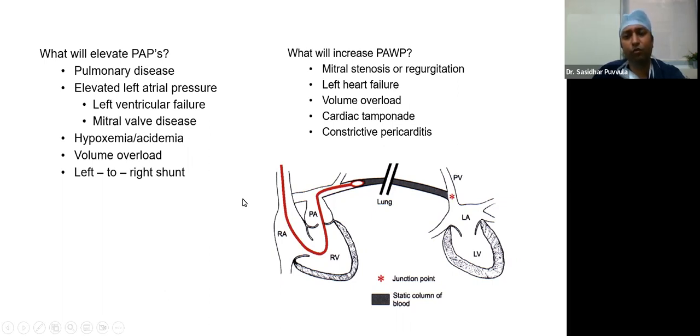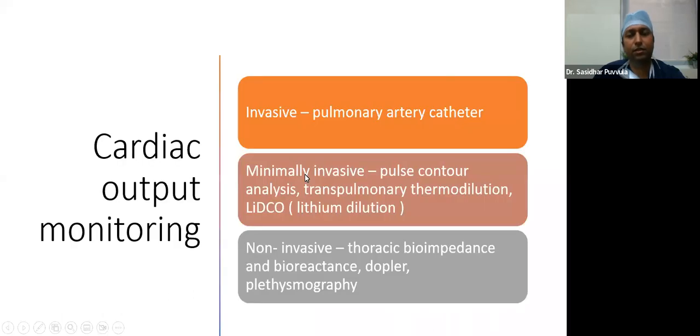And as I told you, one more, the gold standard system for measuring cardiac output is your pulmonary artery catheter based cardiac output measurement. So I would like to discuss a couple of slides about cardiac output monitoring. I will not go too deep into the cardiac output monitoring. I would just outline the different types of cardiac output monitoring, because some of you would be doing that in your ICUs, and what are the intricacies of it.